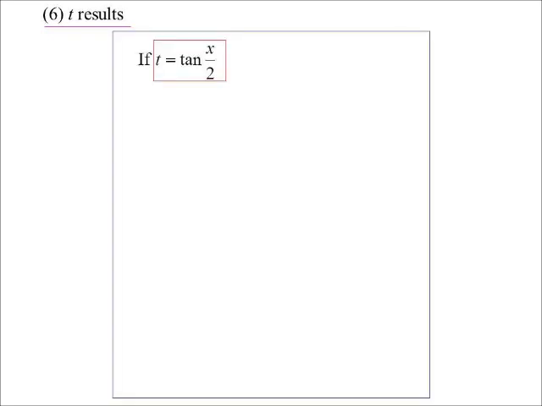This first bit just carries on from yesterday, actually. It's another trig substitution using t results. If t equals tan x on 2, then obviously we know our t results. Sin x is 2t on 1 plus t squared. Cos x is 1 minus t squared on 1 plus t squared.